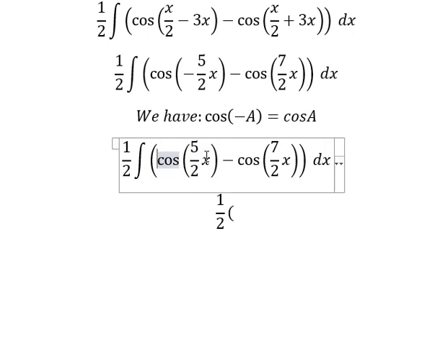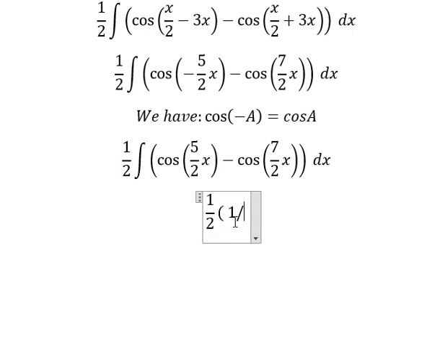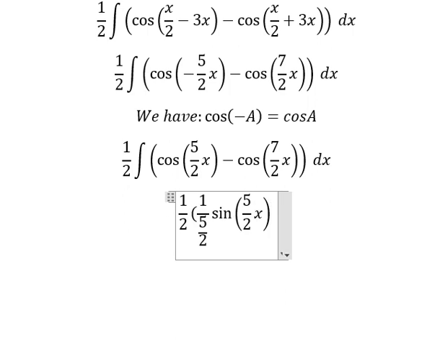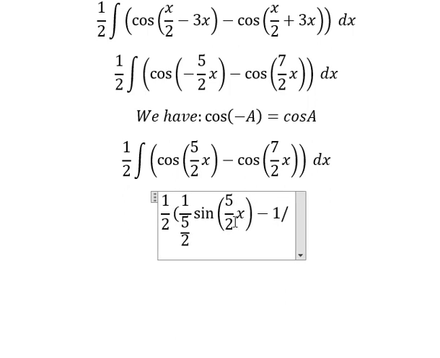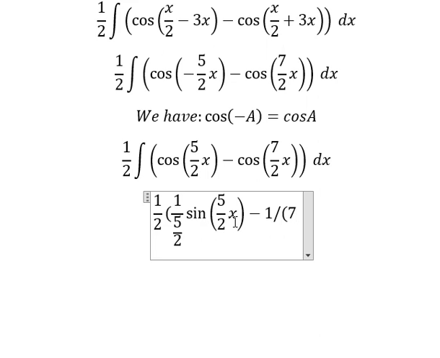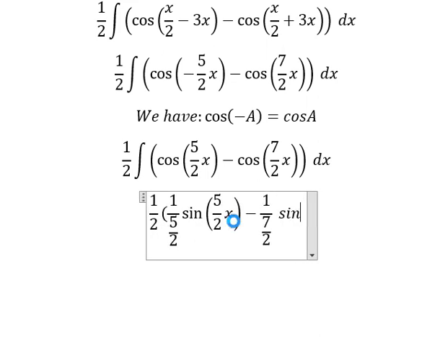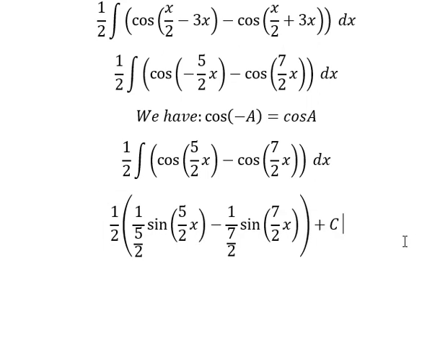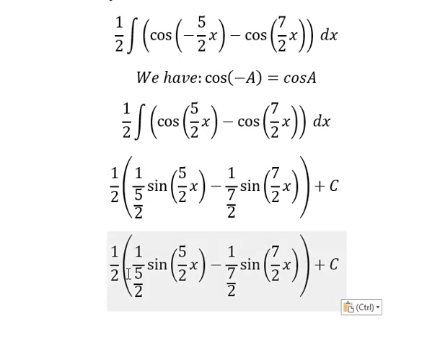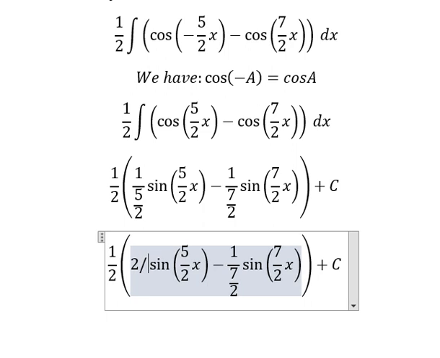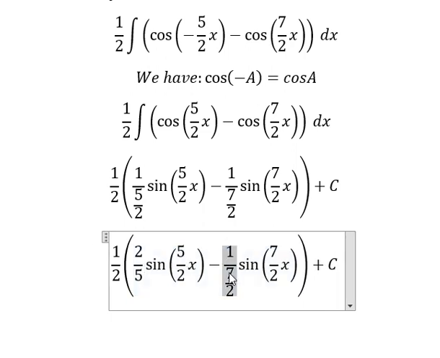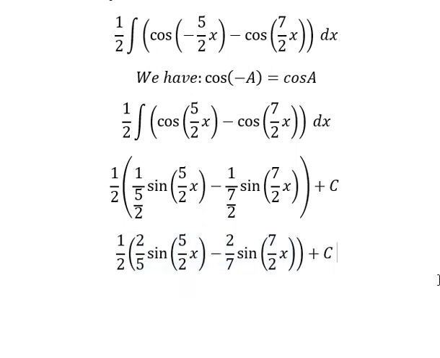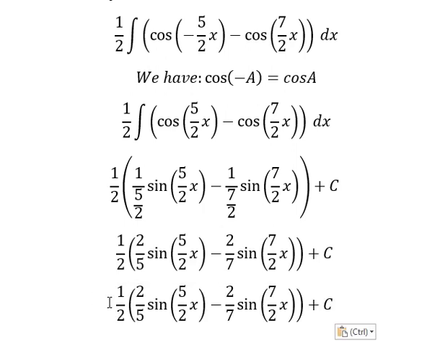The integration of this one, we have number 1 over 5 over 2 sine of 5 over 2s. And the second one, we have 1 over 7 over 2 sine of 7 over 2s, and I will put about c. So this one, that is about 2 over 5. This one, that is about 2 over 7. And now 1 over 2 multiplied by this one and this one.